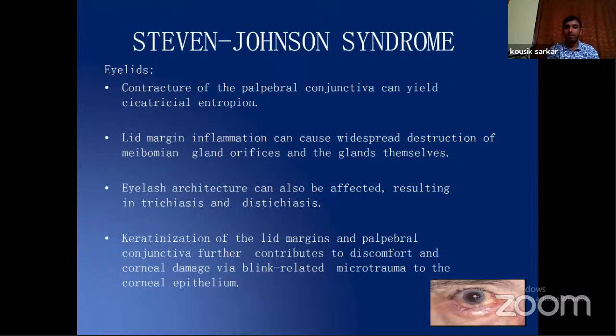Contracture of the eyelid and palpebral conjunctiva may occur, which causes cicatricial ectropion. Lid margin inflammation can occur, which can cause widespread destruction of the meibomian gland orifices and the glands themselves. The eyelash architecture can also be affected, resulting in trichiasis and distichiasis. Sometimes keratinization of lid margins and palpebral conjunctiva further contributes to discomfort and corneal damage by causing microtrauma to the corneal epithelium.